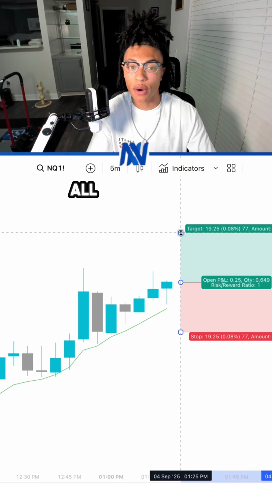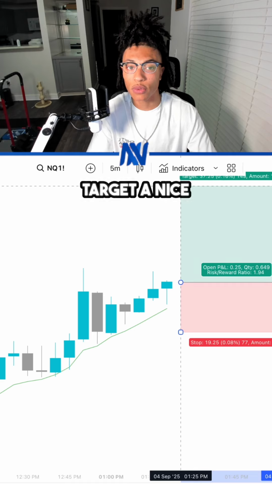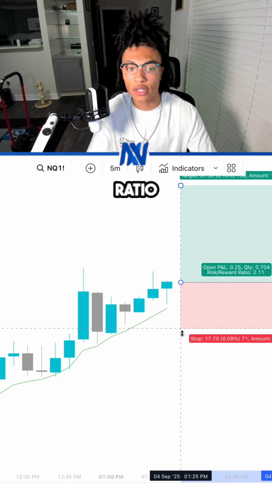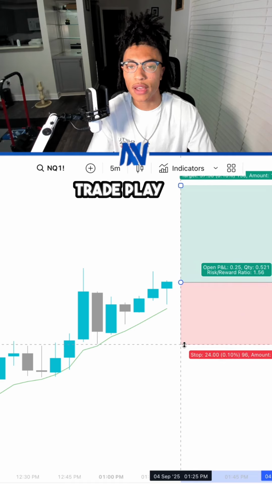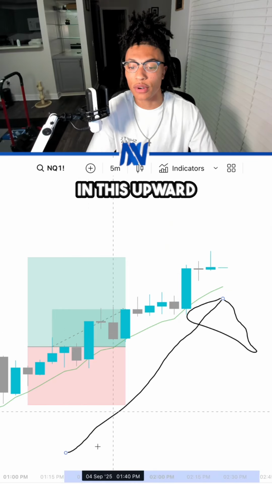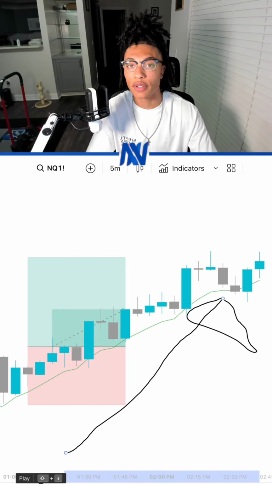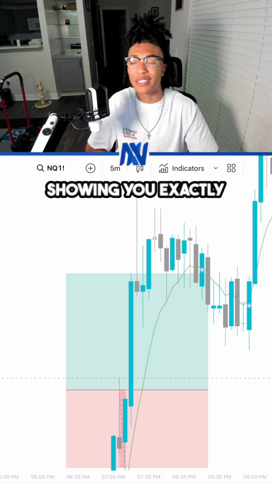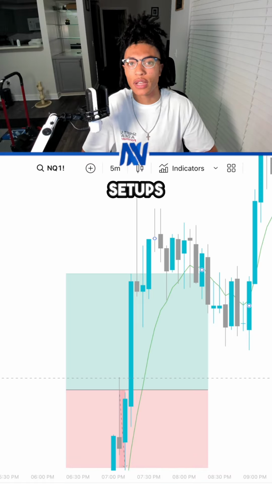Now, with this entry, all we're gonna do is just simply target a nice 1 to 1.5 risk to reward ratio. And we're just gonna let this trade play out. And as we can see, price continued to respect this 8MA, and it continued in its upward direction, and we ended up taking profits.